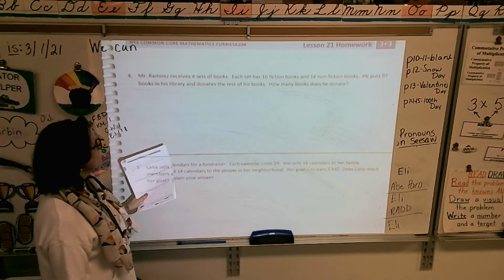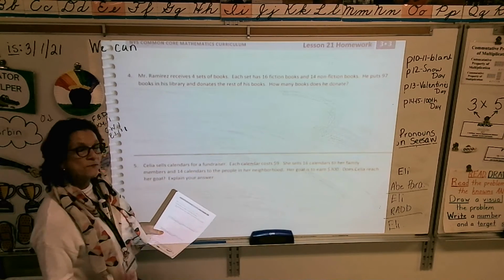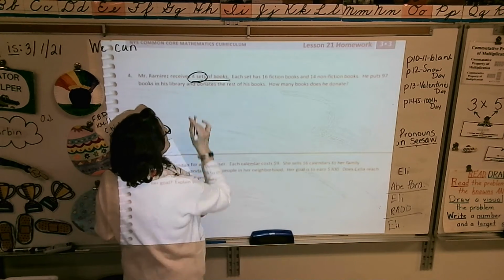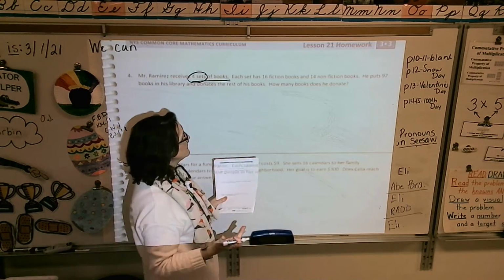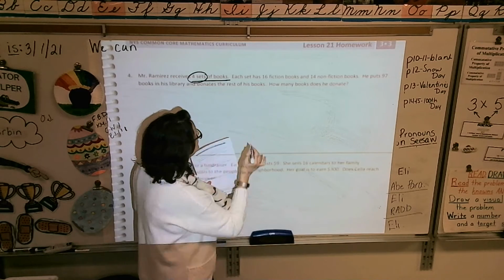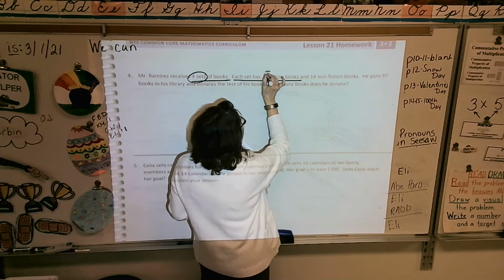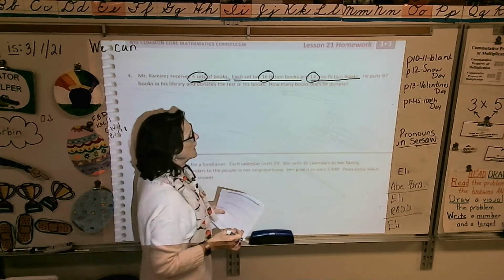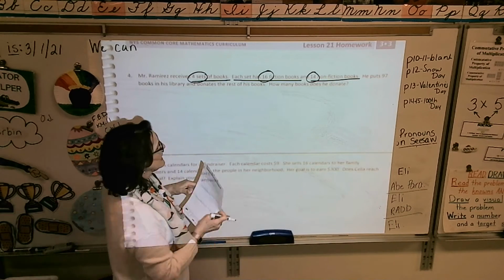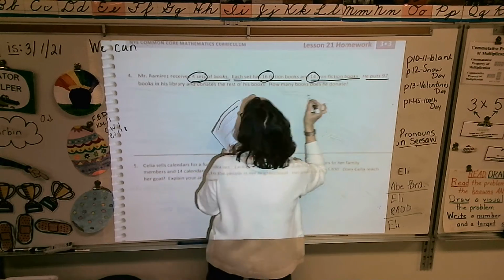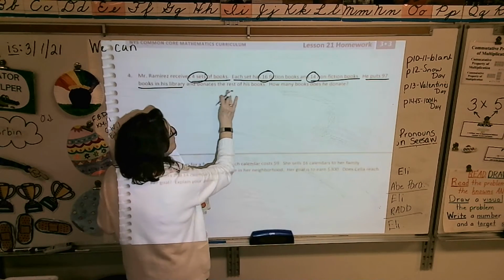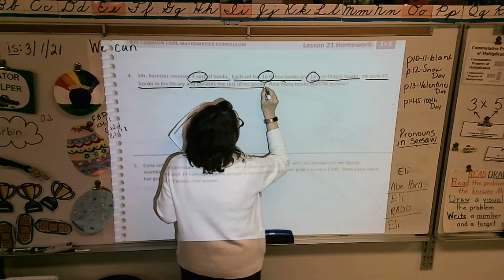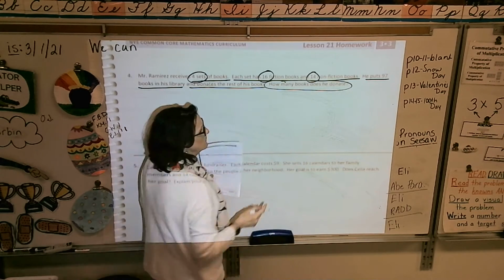We have Mr. Ramirez receives 4 sets of books. So let's underline that. We have 4 sets of books. Each set has 15 fiction books and 14 nonfiction books. So each set has 16 fiction books and 14 nonfiction books. And what else do we know? He puts 97 books in his library and donates the rest of the books. Our unknown is how many books does he donate?